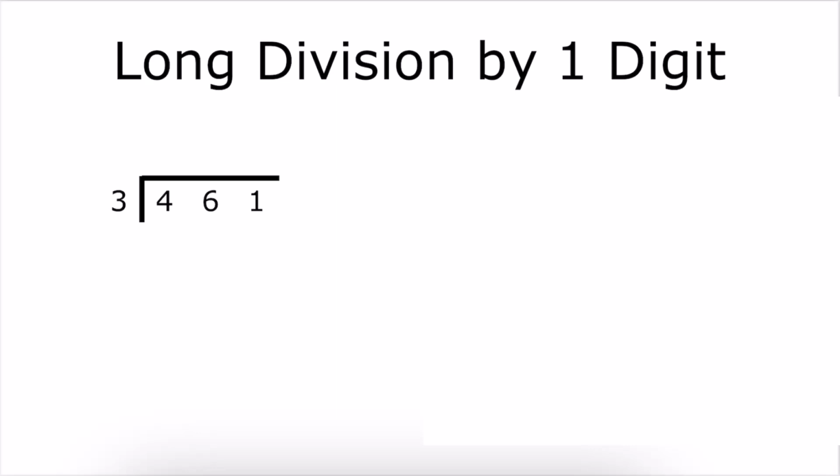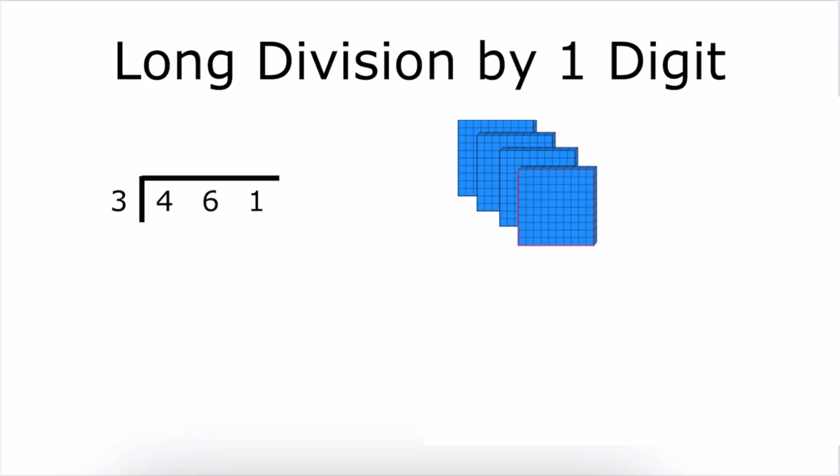So if we wanted to visualize the process of doing 461 divided by 3, I would first represent the number that I want to divide. So I'm going to have 1, 2, 3, 4 hundreds, and then I'm going to have 6 tens. So here's 1 ten, 2, 3, 4, 5, 6 tens, and then 1 one. And ultimately what I want to do is divide this up into 3 groups.